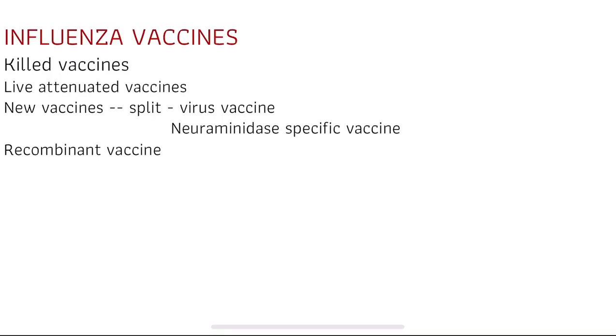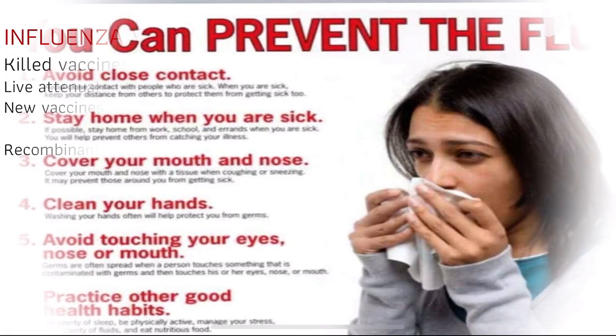And the influenza vaccines include a killed vaccine, a live attenuated vaccine, and the new vaccines like the split virus vaccine. The neuraminidase specific vaccine is also available, and we also have the recombinant vaccine. Killed vaccine, live vaccine, split virus vaccine, neuraminidase specific vaccine, and recombinant vaccine.